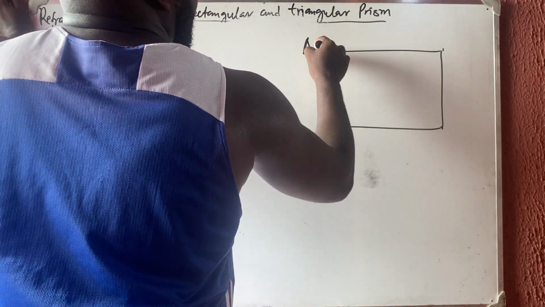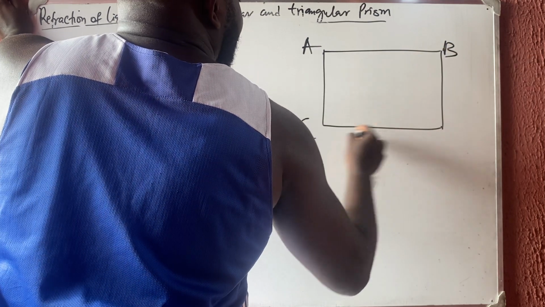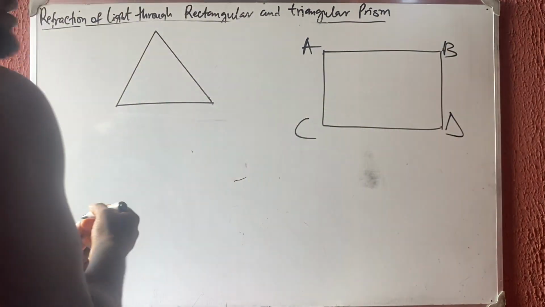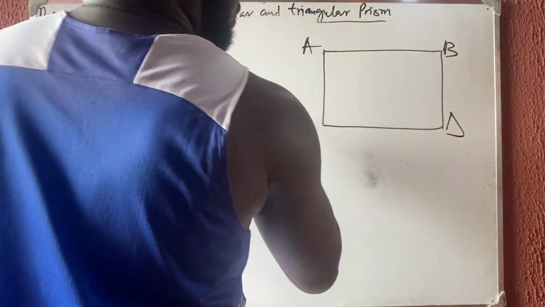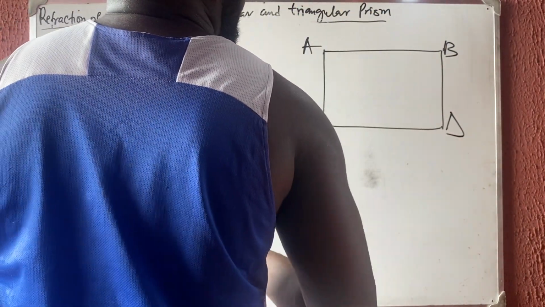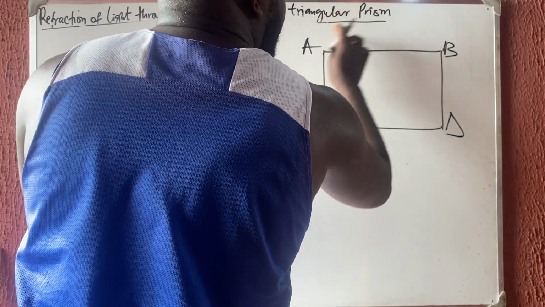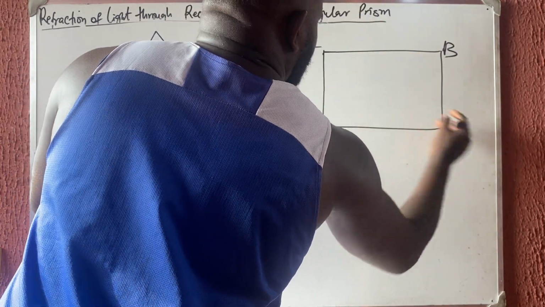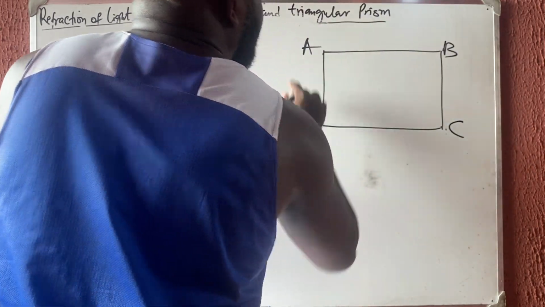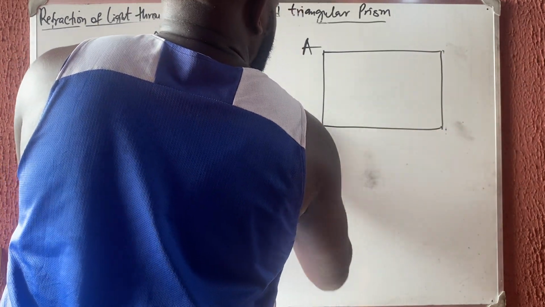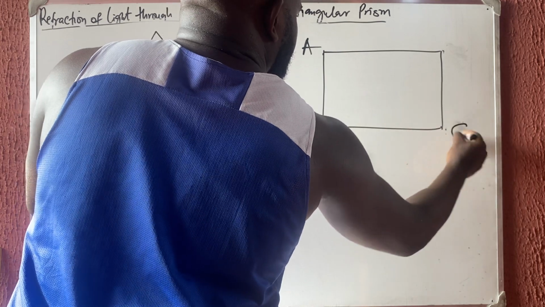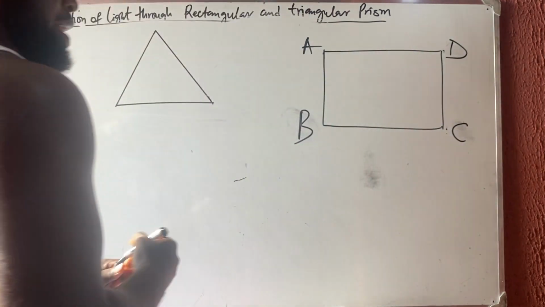So now, in naming your glass block, please don't scatter the naming. Don't say that here is A, here is B, here is C, and here is D. This is scattering. It doesn't make sense. You either name it clockwise or anti-clockwise. If I want to name clockwise, I will say this is A, B, C, and D. This is naming clockwise. If you want to name anti-clockwise, you will say A, B, C, and D.